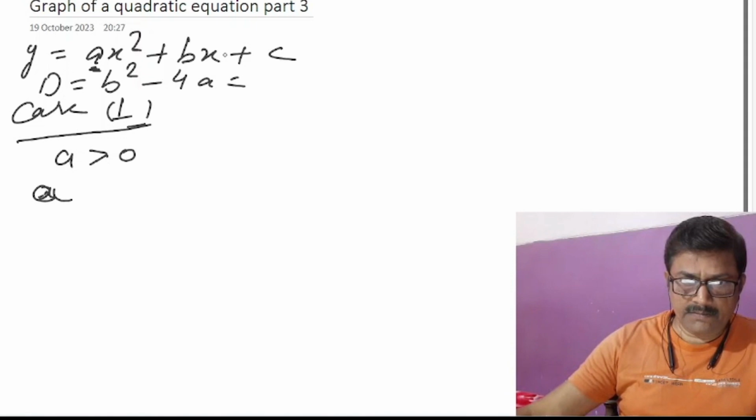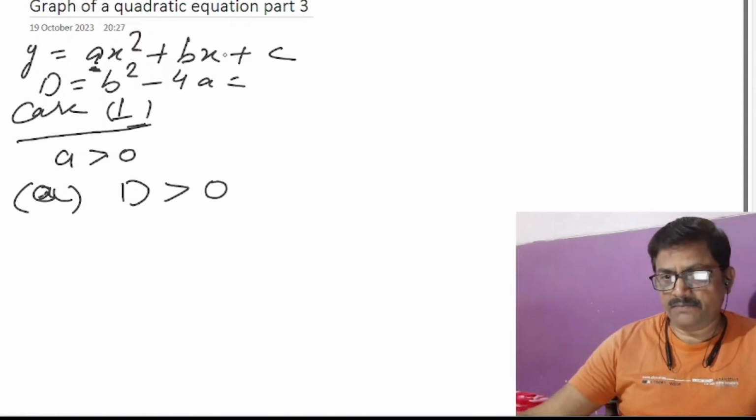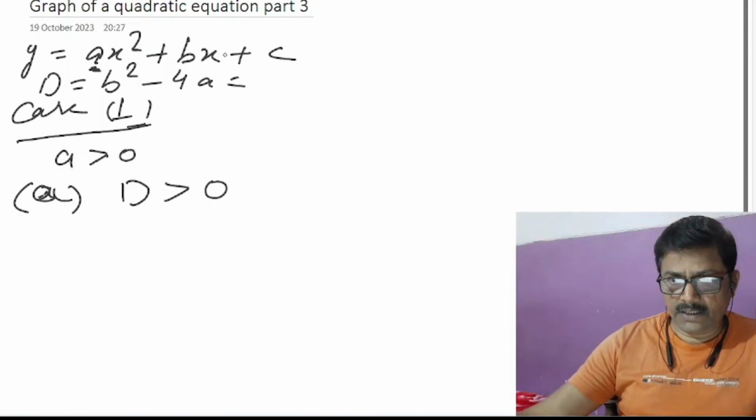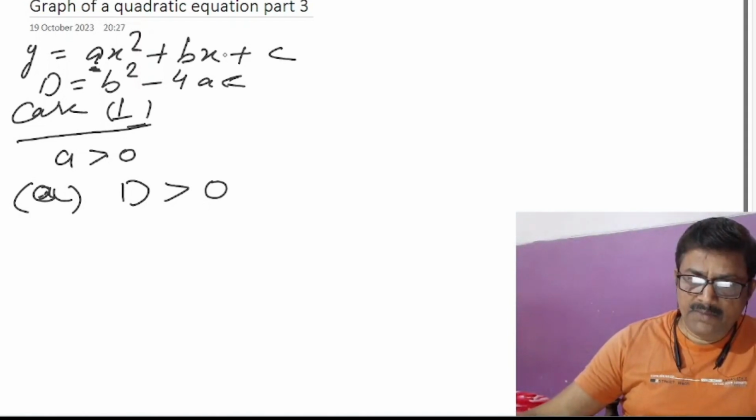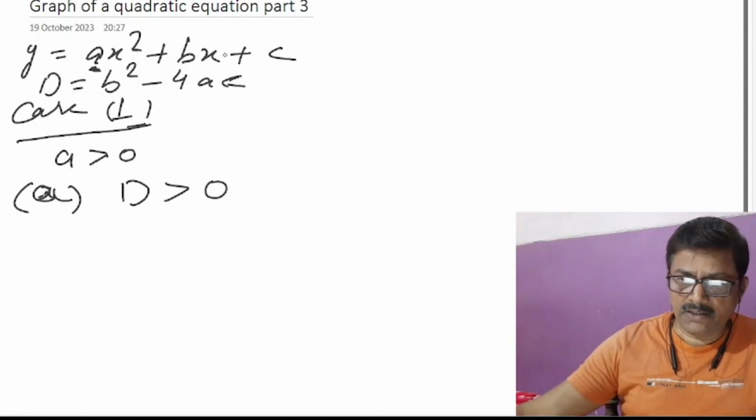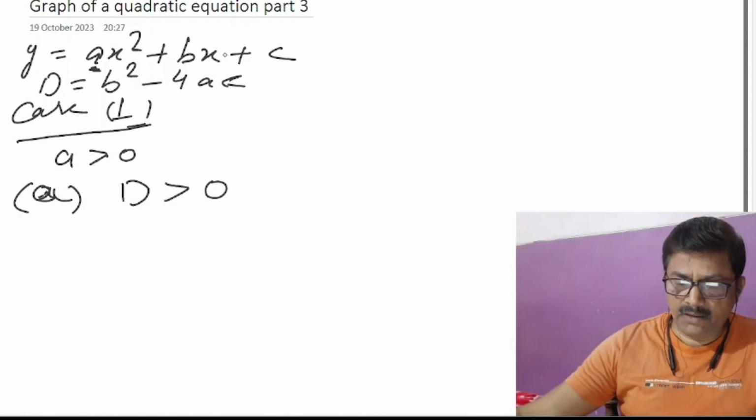Case number 1: the discriminant is also positive. We will find the value of the discriminant in the given question. So we know if the discriminant is positive, then the roots are real and unequal, and the graph will cut the x-axis at 2 points. Also a is positive, so the opening will be upward.